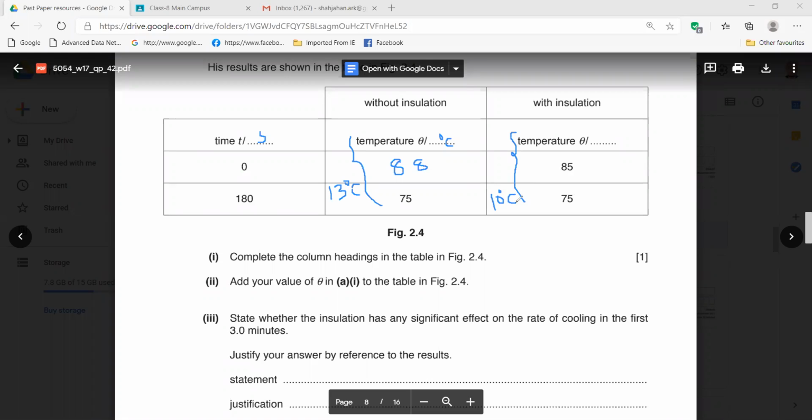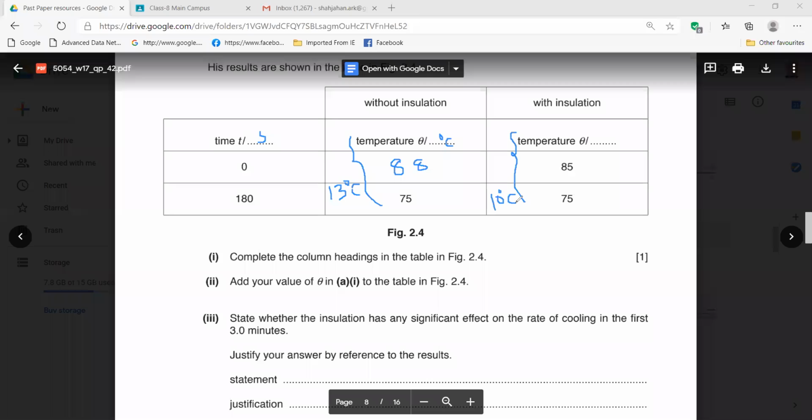So there is a significant difference. The temperature statement should be, yes, there is an effect. And what is the explanation? Without insulation, we got 13 degrees Celsius. The temperature decreased. Then with insulation, we got 10 degrees Celsius.